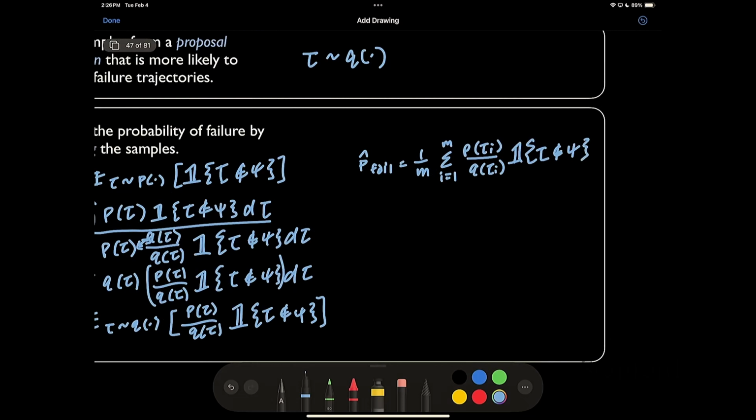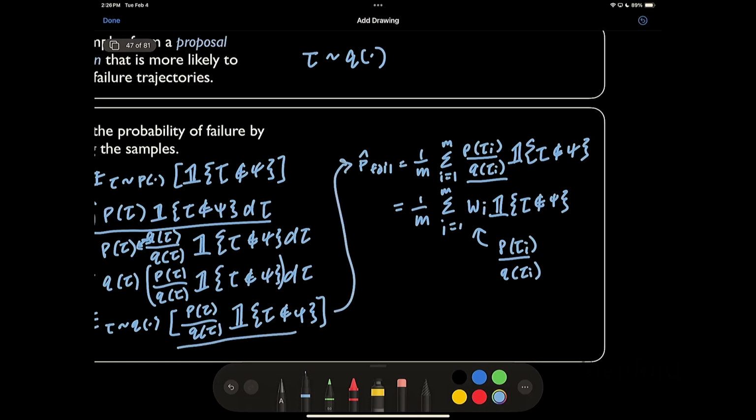Okay. And then I'm just going to rewrite this. I'm going to call this part W_i, just to make it look more similar to what we had before. And this W_i is just equal to our P of tau_i over Q of tau_i. So basically we just said we can take this expectation here and we can estimate it from a bunch of samples from Q of tau by just computing that average there. P of tau is the nominal trajectory distribution, and Q of tau is the proposal distribution that we're sampling trajectories from instead.